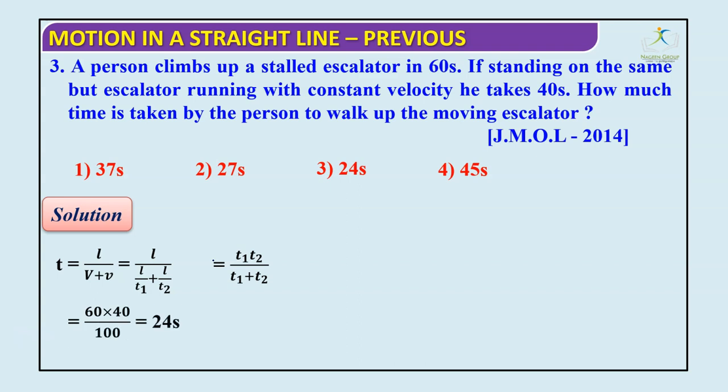The time t1 is 60 seconds and t2 is 40 seconds as given in the question. So after putting 60 into 40 divided by 100, which comes to 24 seconds. Hence the correct answer for this question is 3.